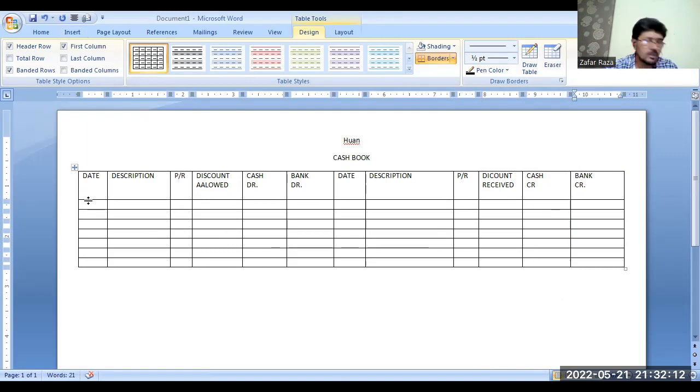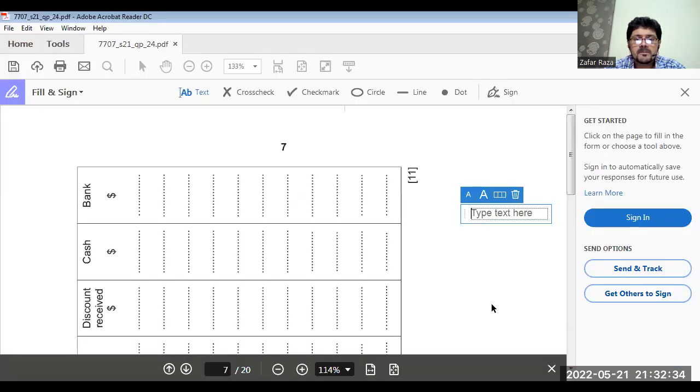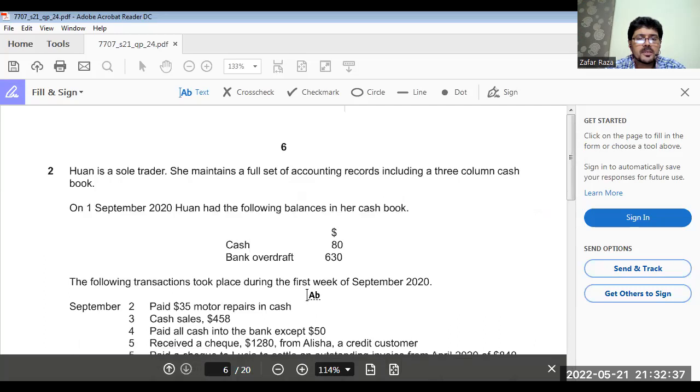Now, what we have to do, we have to be careful about the paper. See your paper again. This is your paper. And opening balance cash is $80 on 1st September 2020, and bank overdraft is $630. Okay. So what we have to do, we will move to our cash book, where we can work.